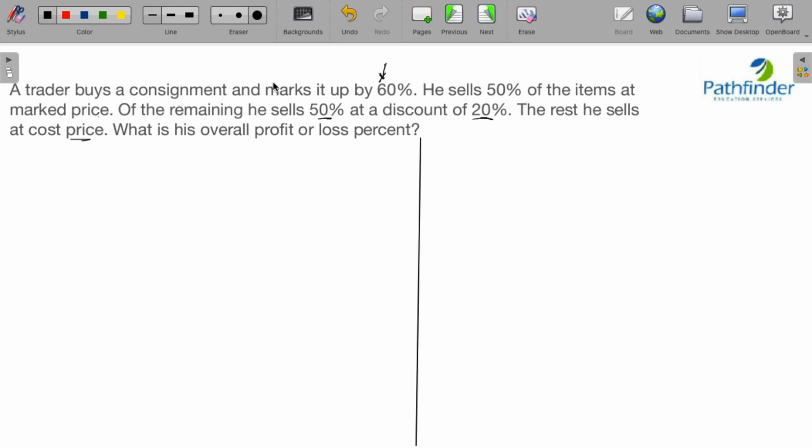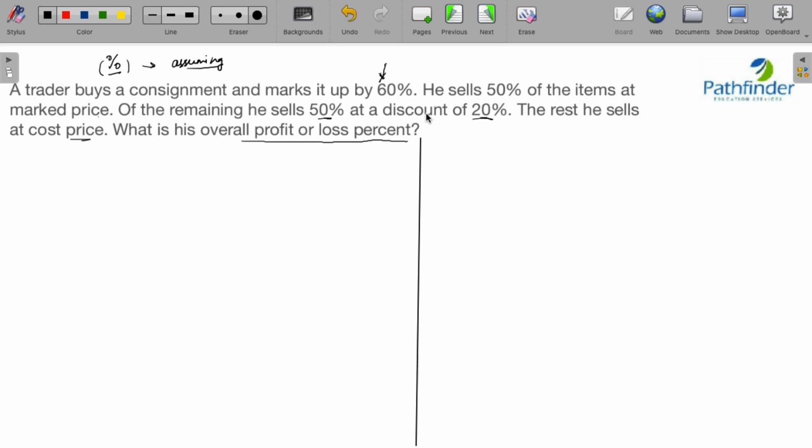Now, let us look at what all information is given. We can see that all information is given in terms of percentage. So, as a rule, we are better off assuming some values. And what is the question? The question is overall profit or loss percent.